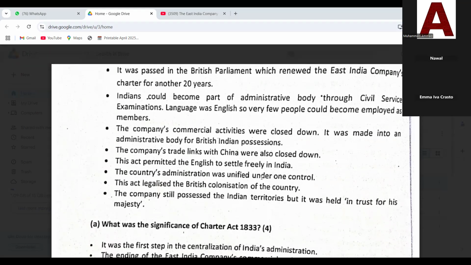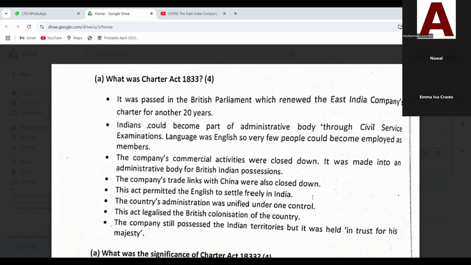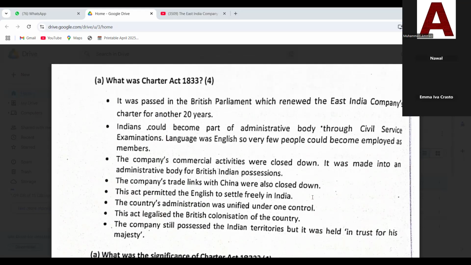The act permitted English to settle freely in India. So any Britisher who wanted to settle in India was allowed to settle in India freely, whereas no Indian was allowed to travel to the UK. The country's administration was unified under one control. The act legalized British colonization of the country. Now, this is where the British became the official colonizers of the subcontinent, present-day India and Pakistan. So this shows that the British government had now officially taken over the control of the subcontinent lands.